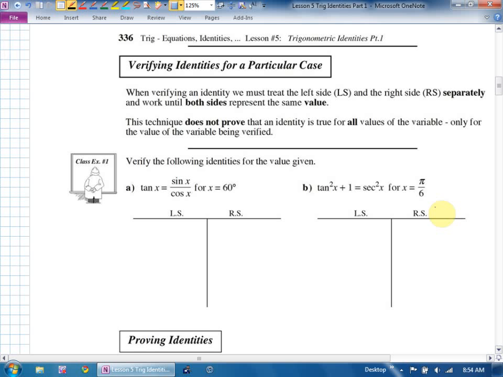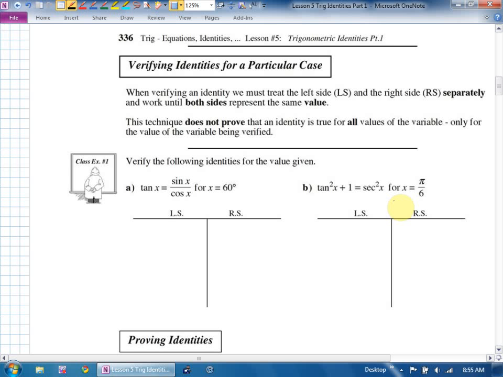It says, when verifying an identity, turn the page, we have to treat the left side, and we'll often abbreviate that as LS, and the right side, we'll often abbreviate that as RS, separately until both sides represent the same value. If you look at example B, even though there is an equal sign here, I can't do my normal equation solving rules. I cannot, for example, minus 1 from both sides, even if that might be hugely convenient, because I'd be assuming they were equal in order to prove that they were equal. None of my equation solving rules are usable anymore.